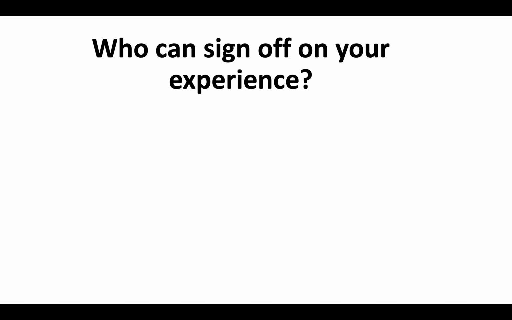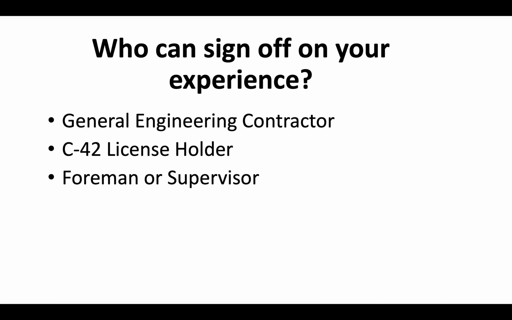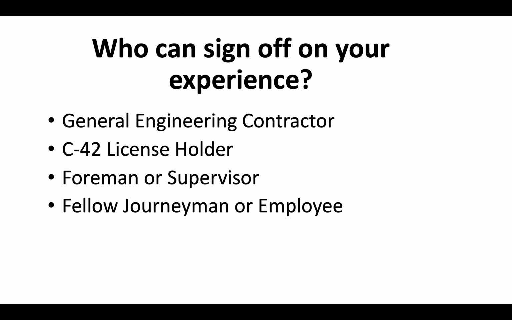Now, who can sign off on your experience as a sanitation systems contractor? You could use a general engineering contractor. You could use somebody that has the C-42 license. You could use a foreman or supervisor. You could use a fellow journeyman or employee within the last 10 years. Or in some cases, you could even use a business associate.